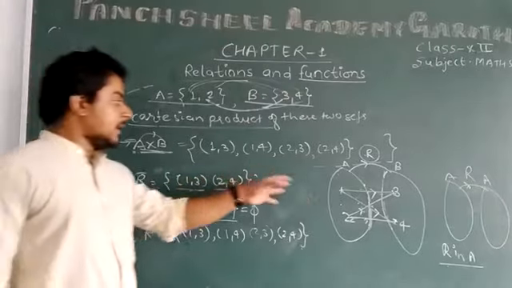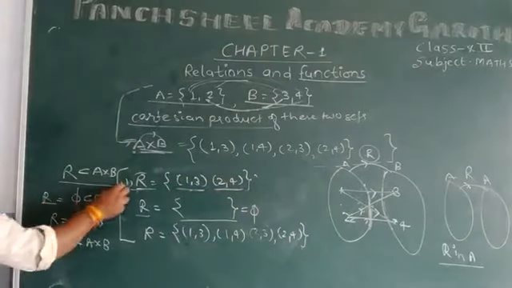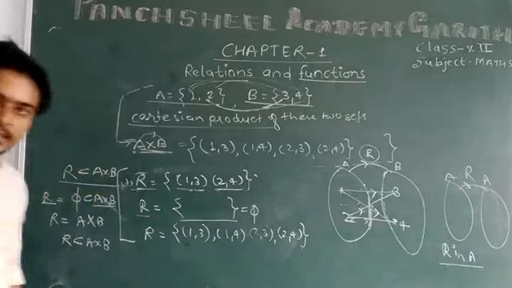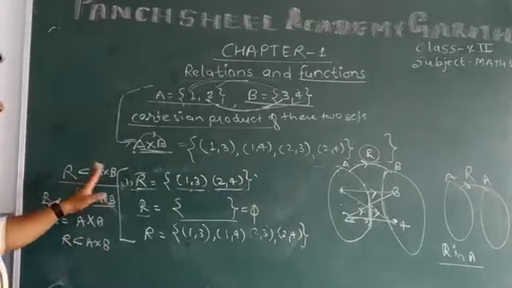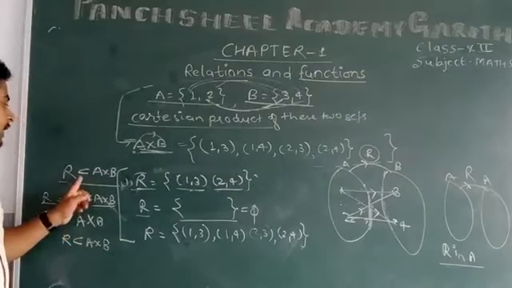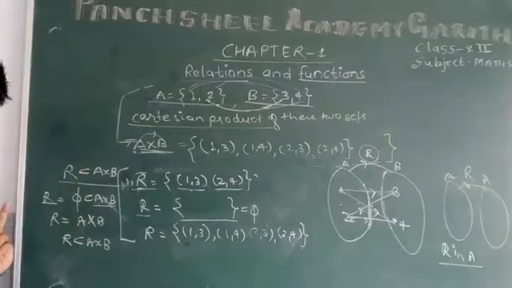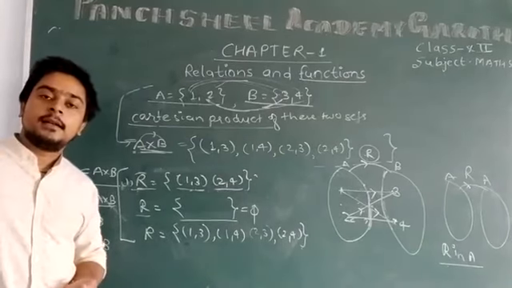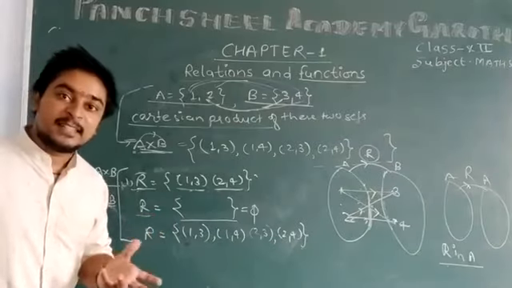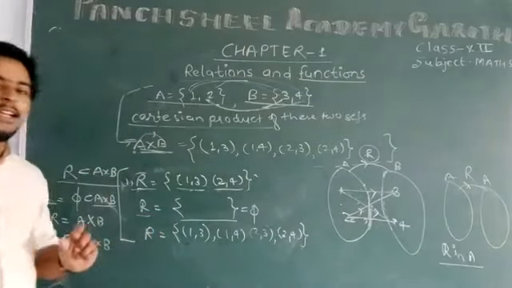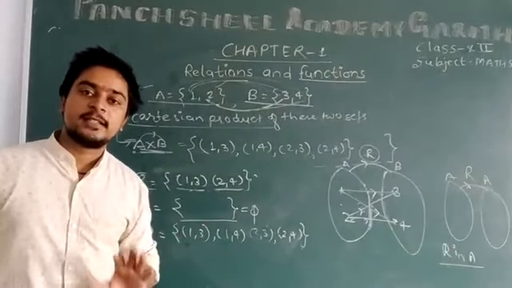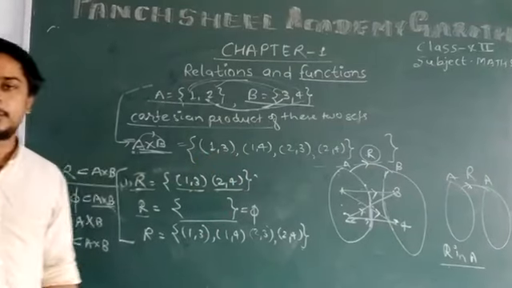So from the above result, what is a relation? A relation is a subset of A cross B, or the Cartesian product of two sets. So we again come to that point: what is the real definition of relation? Relation is a subset of the Cartesian product of two sets.